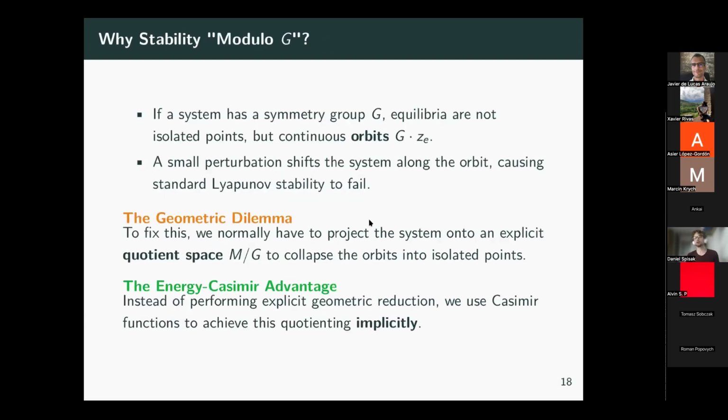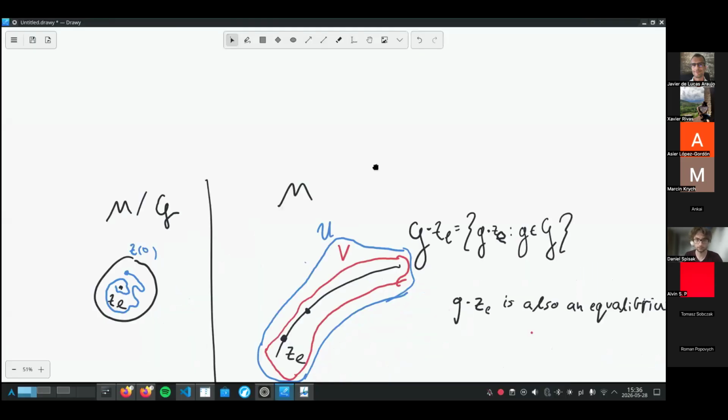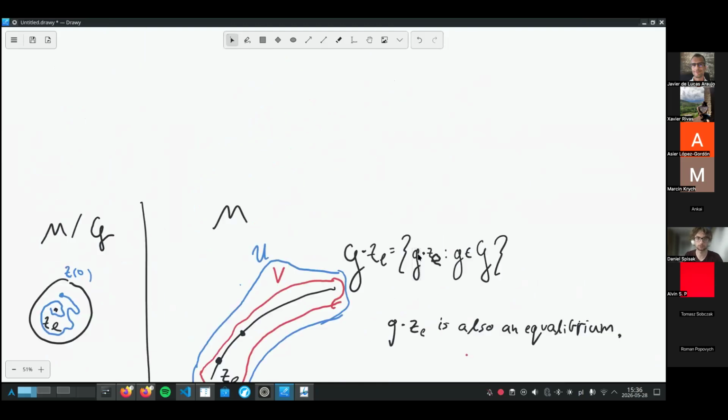What is this stability modulo G and why do we need it? If a system has a symmetry group G, the equilibria are not isolated points, but rather they are whole orbits, and a small perturbation shifts the system around the orbit, causing the standard Lyapunov stability to fail. And we usually fix this by projecting to an explicit quotient space to collapse the orbits into isolated points.